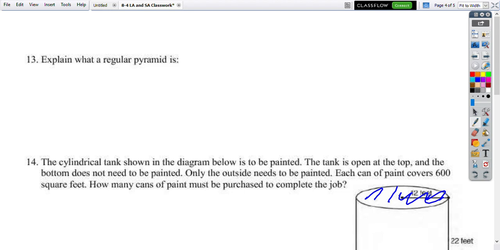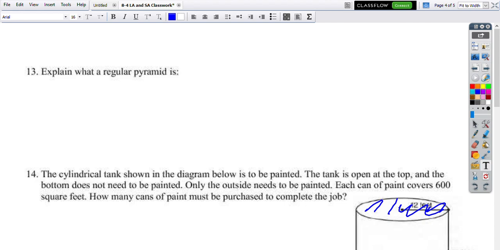Explain what a regular pyramid is. So a regular pyramid has a square base. Actually, it doesn't have to be a square. So let's get that out of there. That means that the shape of the base has to be a regular polygon. So the base is a regular polygon, okay?